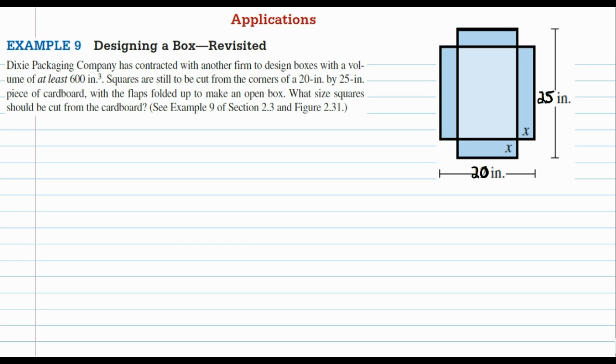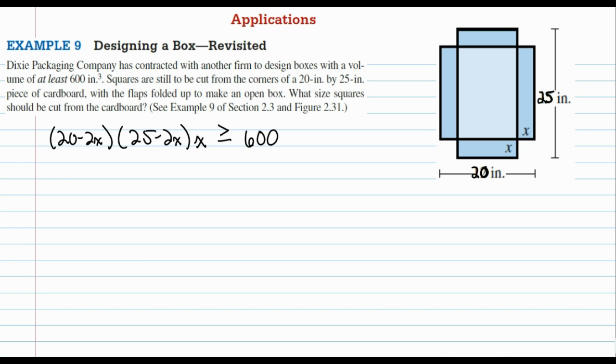If you want to go back and look at how I set up the volume for this box, please go back to example 9 of section 2.3. But for right now, the volume of this box is 20 minus 2x times 25 minus 2x times x. Now that needs to be at least 600 inches cubed. At the least, so it can be more. It can't be less. So I'm going to put that our volume has to be greater than or equal to 600, because it can be at the least 600.